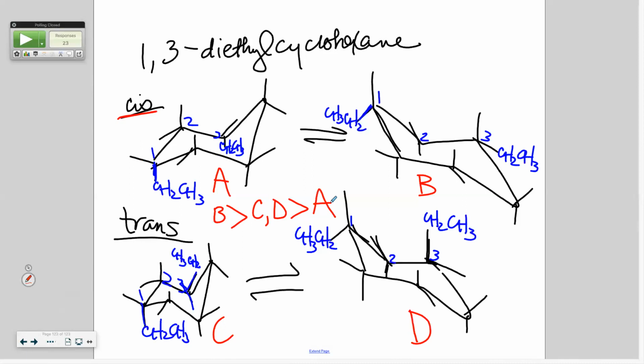Uh-oh, I think I lost the hydrogen. Oh, here it is. It's on the floor. I dropped the hydrogen. I'm surprised it didn't actually fly away.